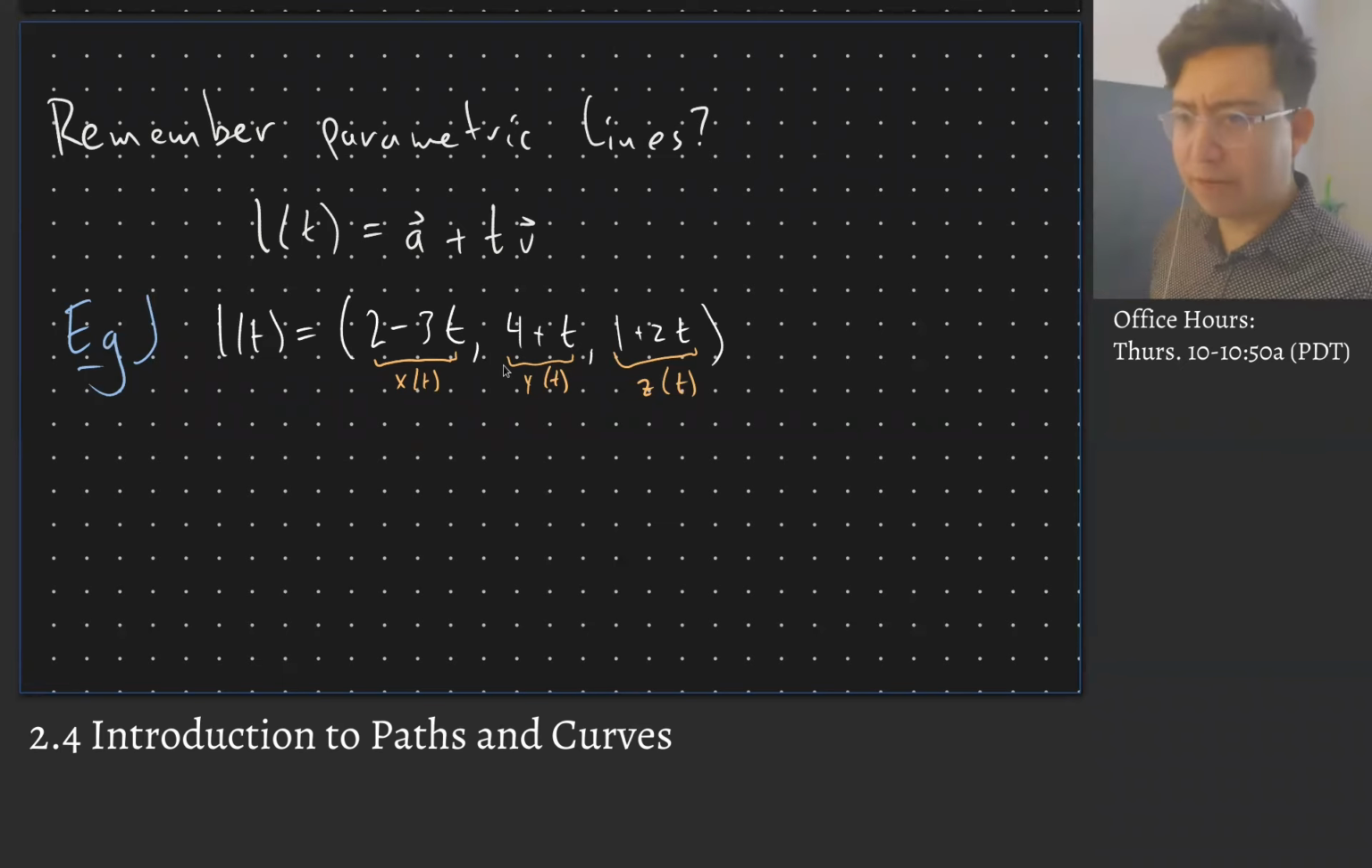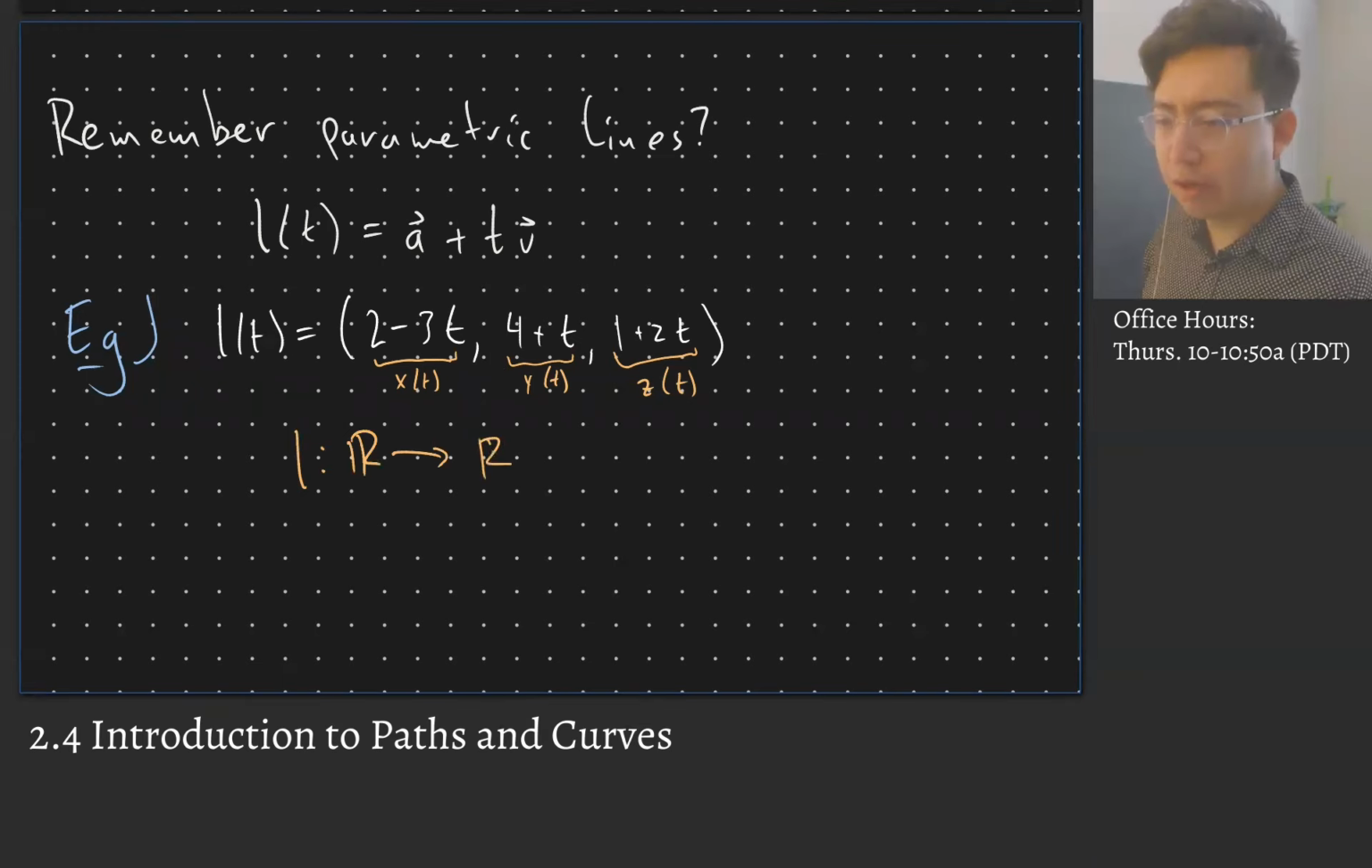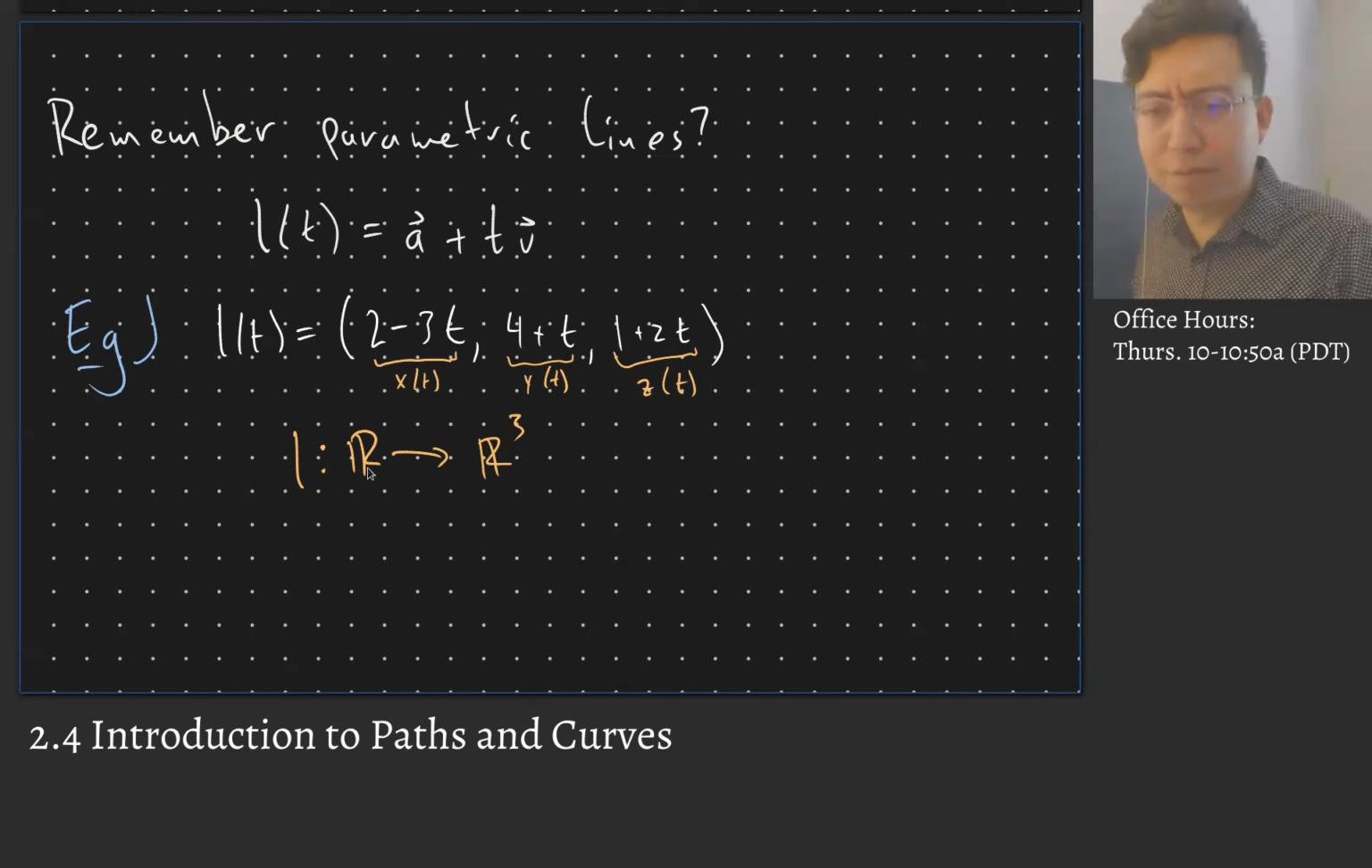This is just kind of a review. Remember, parametric lines are this idea that you have x, y, and z, and each of those depends on t. So in general, you'd say that L here is a function from R to R3. Someone in my office hours last week was asking about this notation, so I wanted to highlight it here. The input is one variable and the output is three variables. You'd call this a vector valued single variable function.